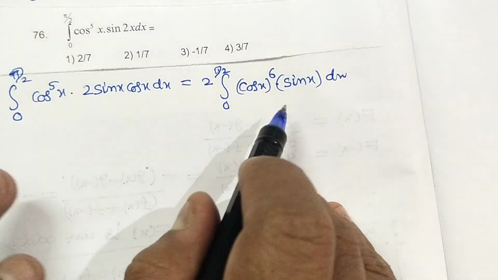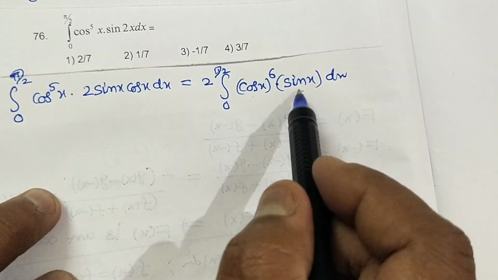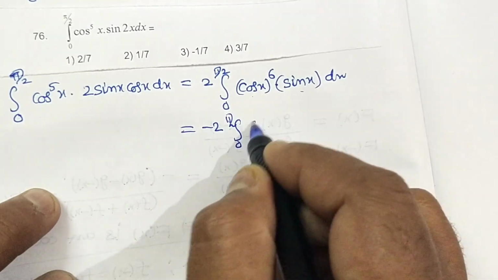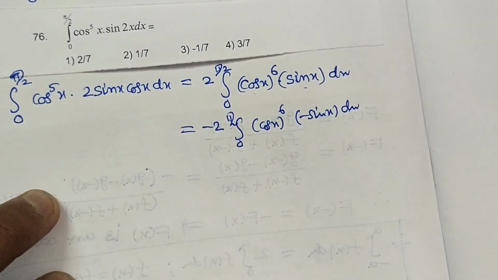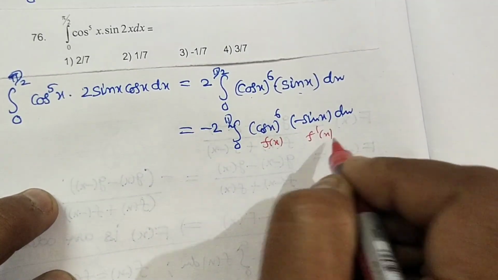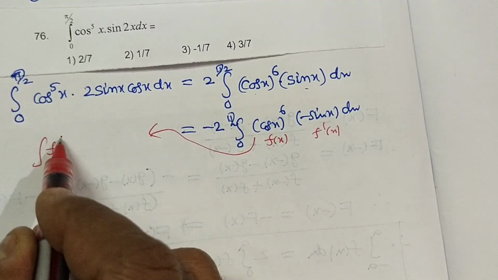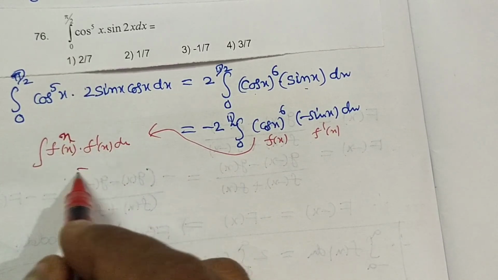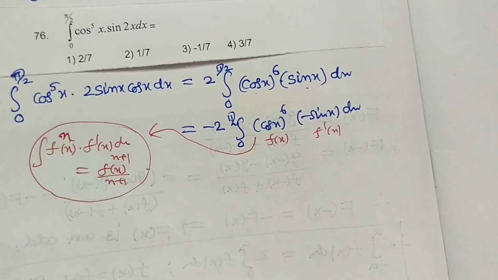So if you assume that cos x is f of x, whose derivative is minus sin x, but minus sin x is not there. So in the next step, minus 2 into integral 0 to pi by 2 cos x whole power 6 into minus sin x into dx. Why? Because to get the formula form we are writing now: f of x whole power n into f dash of x into dx. So here we are going to apply integral f of x whole power n into f dash of x into dx is f of x whole power n plus 1 by n plus 1. We are applying this formula.